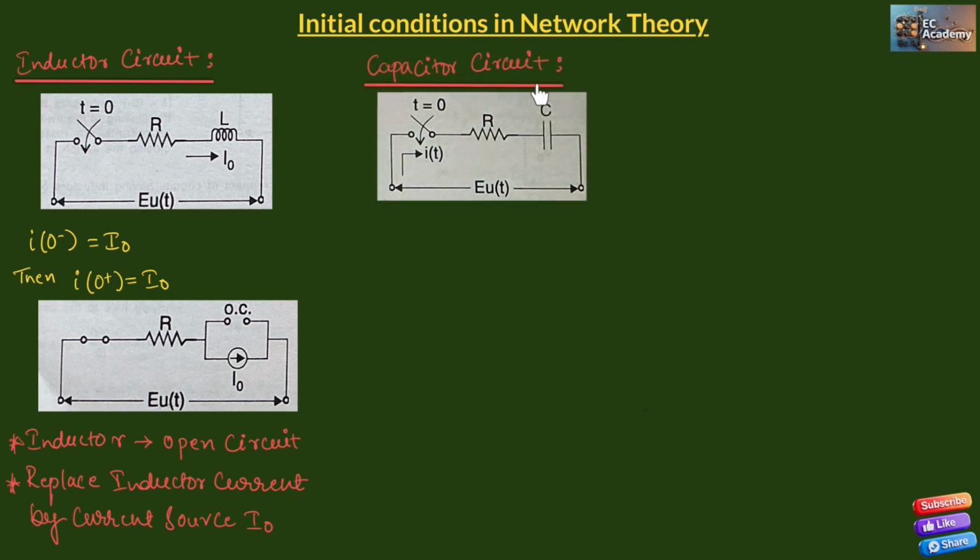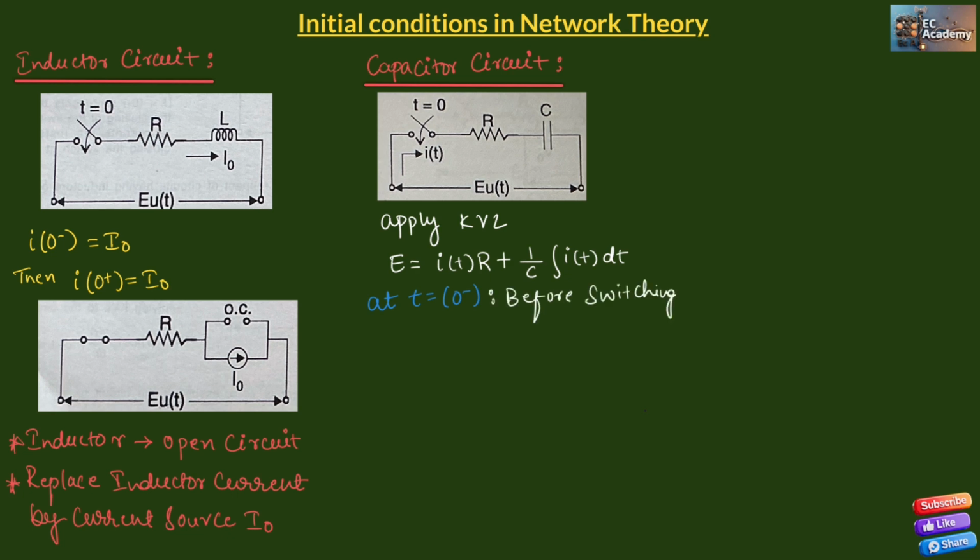Now let us consider the capacitor circuit, which consists of resistor and capacitor along with a switch with voltage E. Now let us apply KVL. So we'll get E will be equal to I of t into R plus 1 by C integration of I of t dt. Now at t is equal to 0 minus, which is just before switching, there will be no capacitor voltage. Therefore, voltage across the capacitor just before switching will be equal to 0.